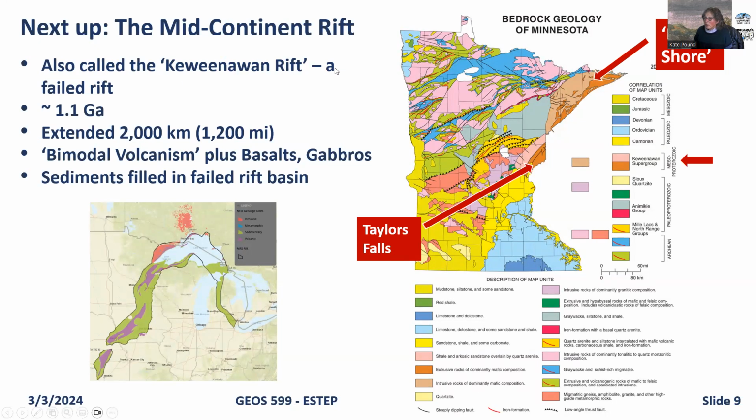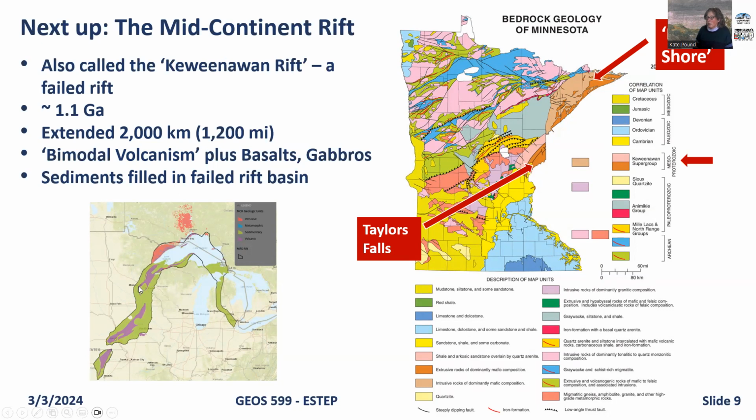So the Keweenawan Rift was a failed rift. This happened about 1.1 billion years ago, 1.1 Ga. Now, this failed rift extended from Lake Superior down to the south-southwest, and then also to the south-southeast.